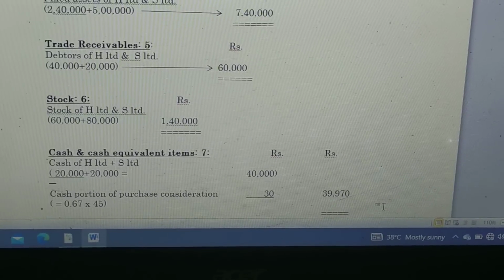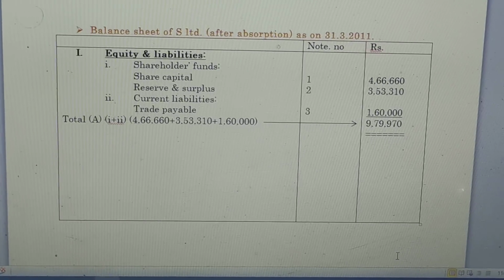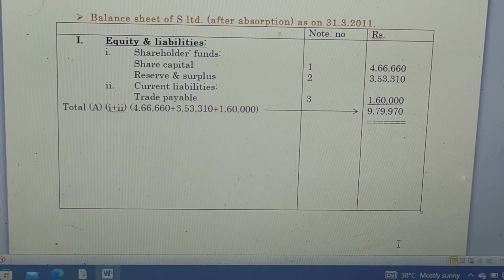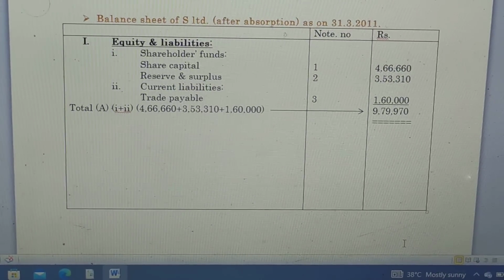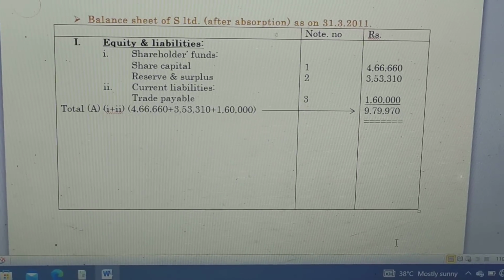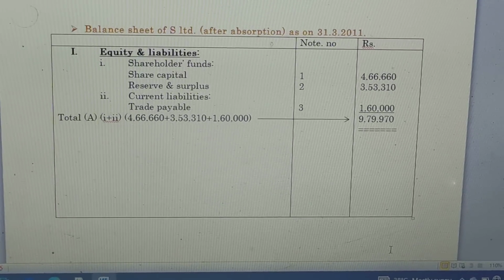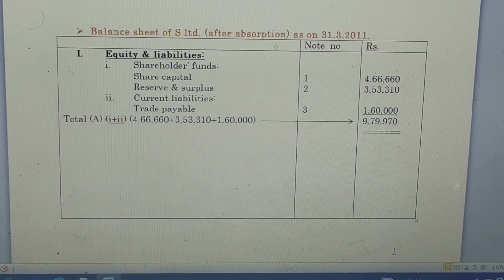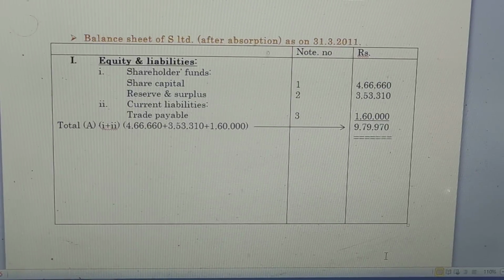Then we are going to prepare the balance sheet of S Limited, in bracket after absorption as on 31st March 2011. So in particulars column, first we have to mention the equity and liabilities heading. Under the equity and liabilities, we have to mention shareholders funds. So under the shareholders funds, we have to mention share capital, and that is note number 1 heading. And the note number 1 total is 4,66,660. And reserve and surplus, that is note number 2 heading. Note number 2 total is 3,53,310. And the second, current liabilities.